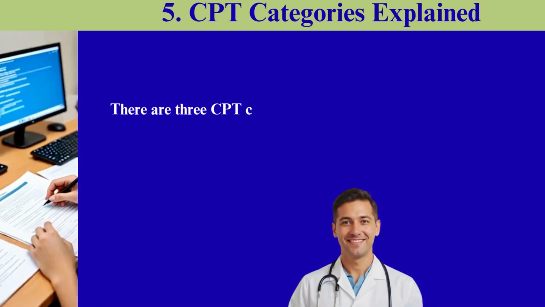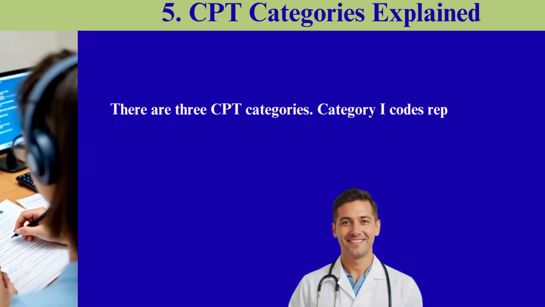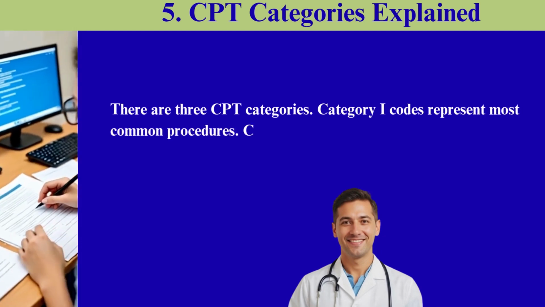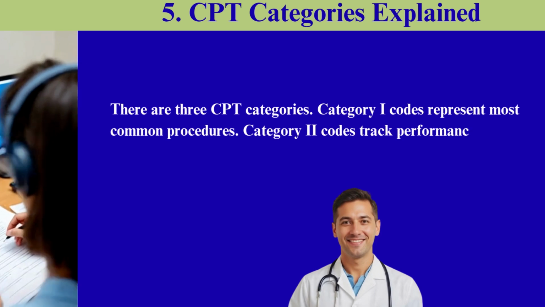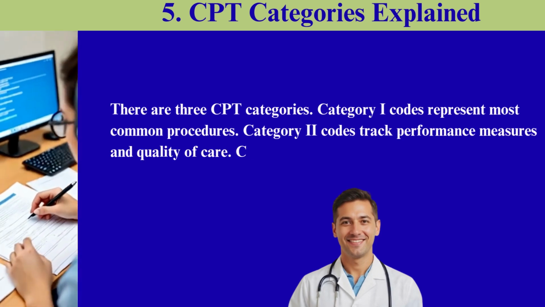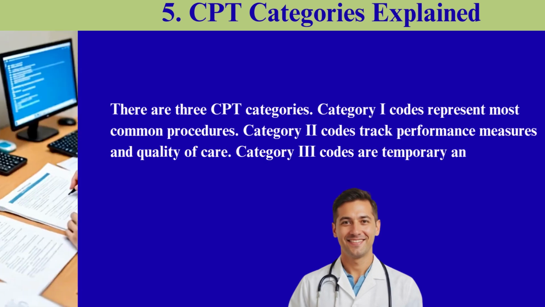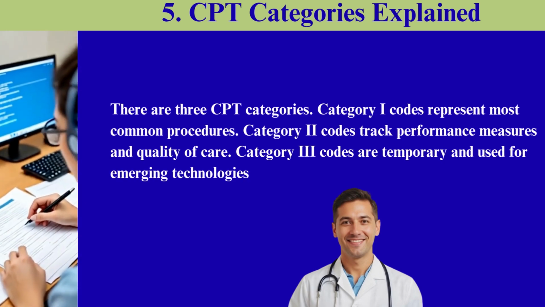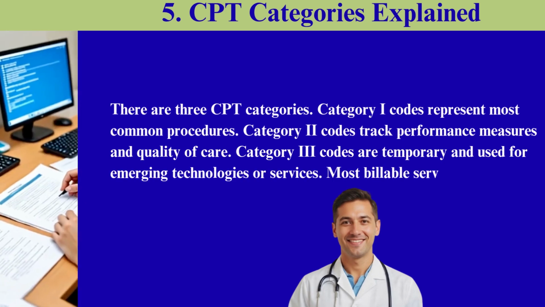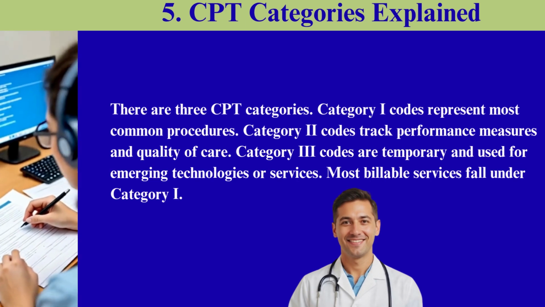There are three CPT categories. Category I codes represent most common procedures. Category II codes track performance measures and quality of care. Category III codes are temporary and used for emerging technologies or services. Most billable services fall under Category I.